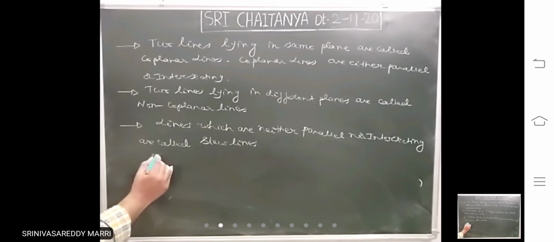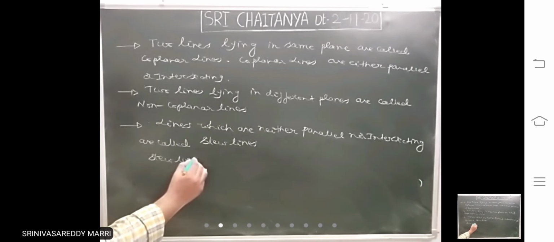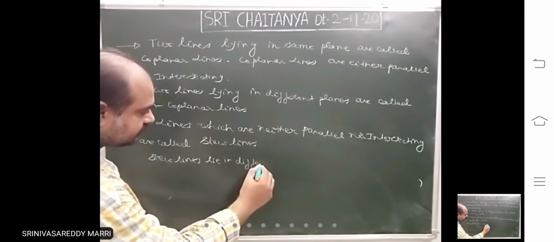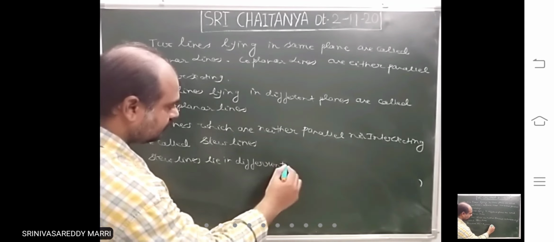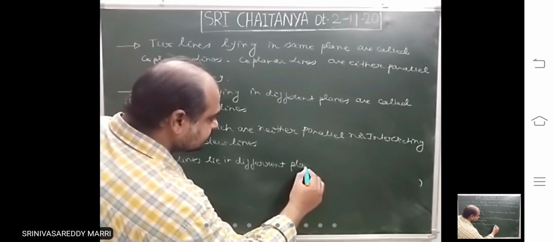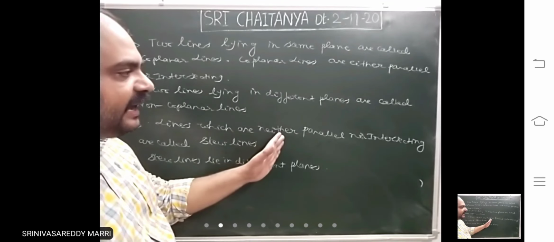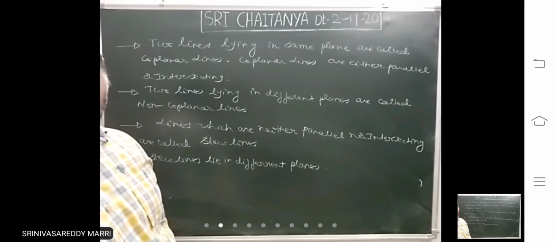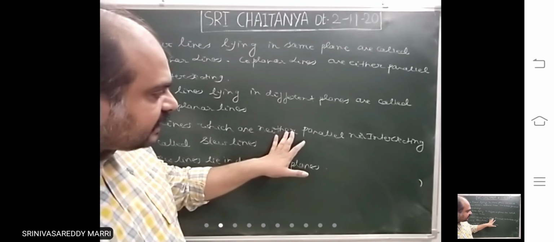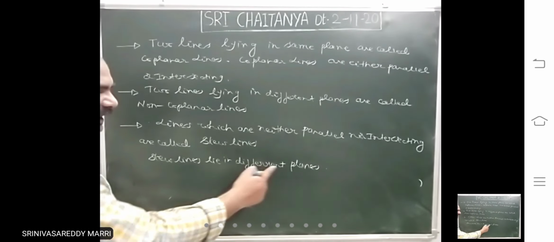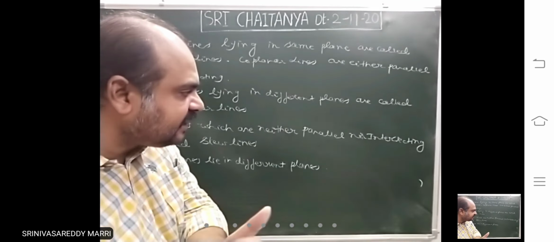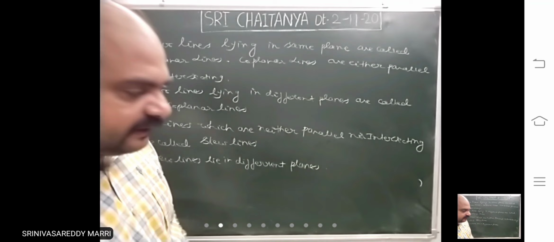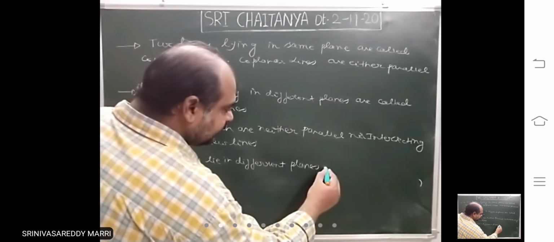Skew lines lie in different planes. If in the same plane they are there, they will be either parallel or intersecting. Right? So if they are neither parallel nor intersecting means what? They will lie in different planes. That means if one line is on your paper, one line will be on my board. And they are not intersecting. Right? They will lie in different planes.